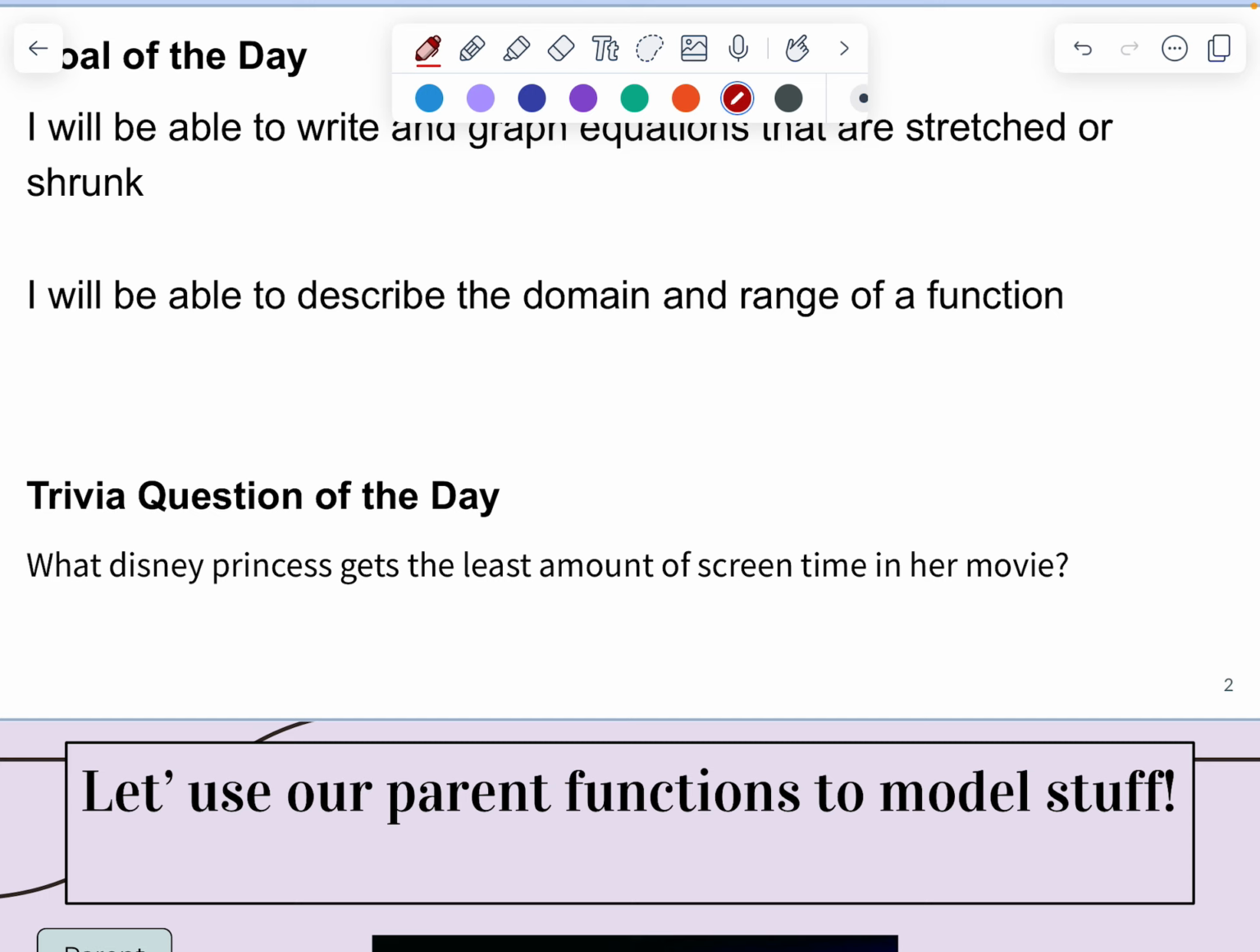Hopefully you've paused and thought of a guess. It is Sleeping Beauty. Sleeping Beauty gets the least amount because she's asleep.